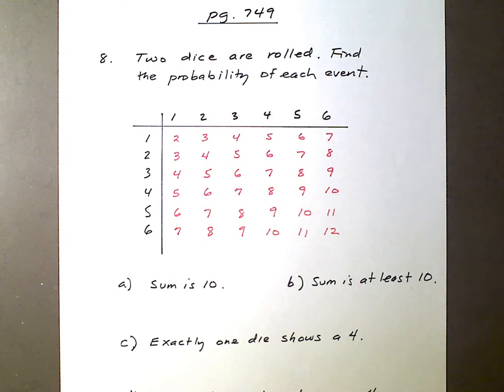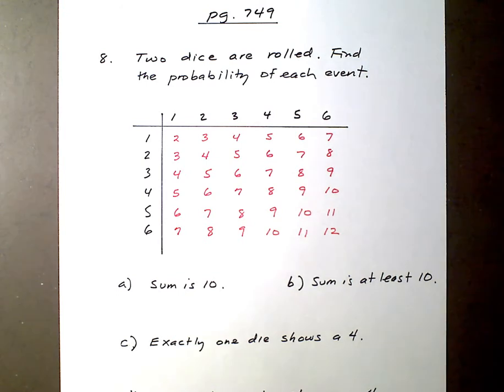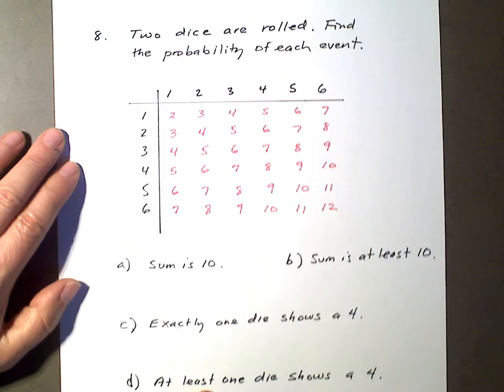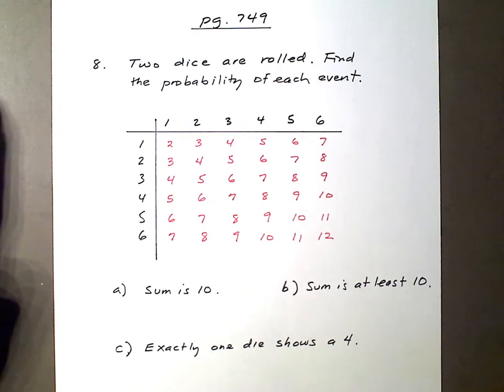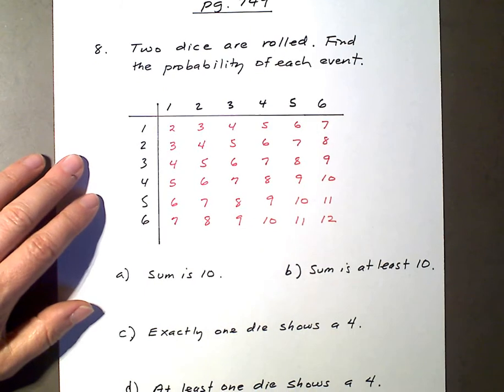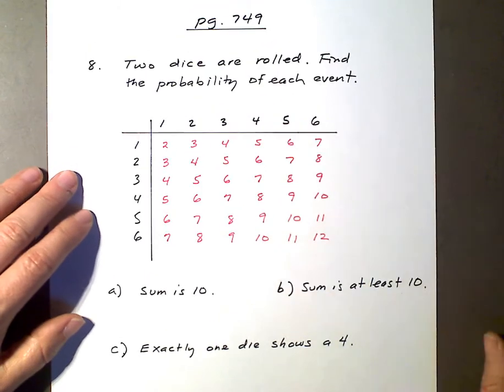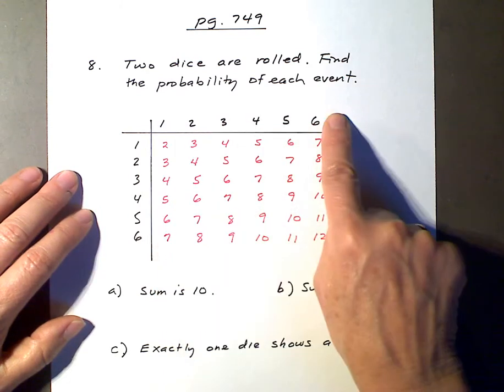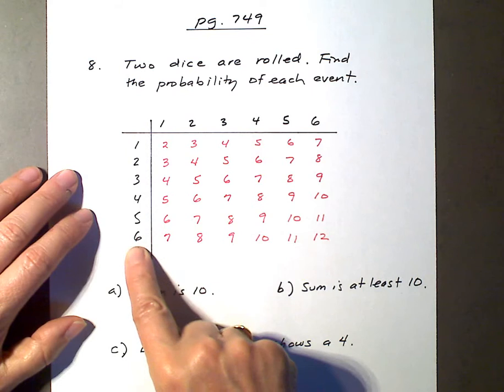This is number 8 on page 749, and in this problem I've got 2 dice that have been rolled, and I'm supposed to find the probability of these 4 events. An easy thing to do when we're talking about sums of 2 dice, to sort out and organize your thoughts, is to make this the values that are possible on one die, and this the values that come up on the other die.